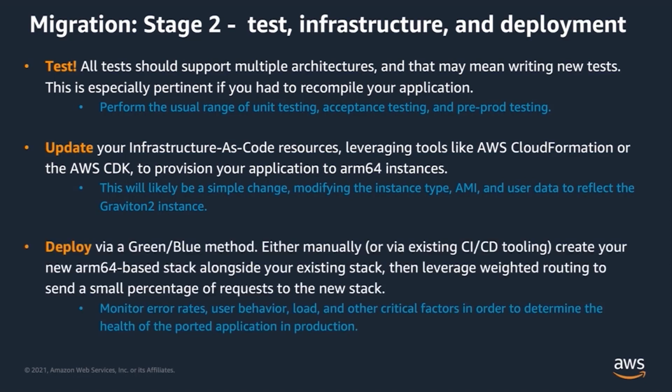When your infrastructure as code tooling or other deployment mechanism has been updated, the final step is to deploy a new ARM64-based stack in parallel with your existing x86-based one, and then use weighted routing through either a load balancer such as an ALB or DNS via Route 53, and send a small percentage of traffic to the new ARM64-based stack. Monitor any critical indicators before migrating larger and larger percentages of production traffic over to ARM64.